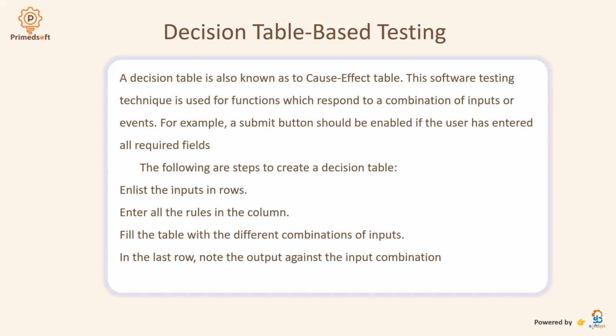A decision table is also known as a cause effect table. Because it's a software technique, like I mentioned, it is used for functions which respond to a combination of inputs or events. For example, a submit button should not be enabled if the user has not entered all required fields. If the user didn't fill all the required fields, and they are false, the submit button wouldn't come up. I will illustrate that so you understand it better.